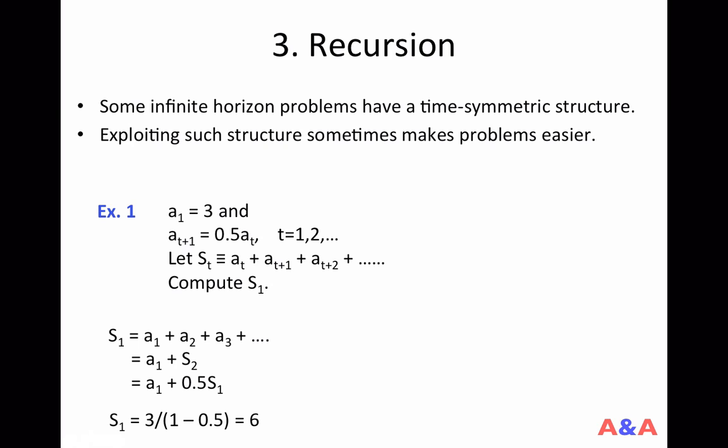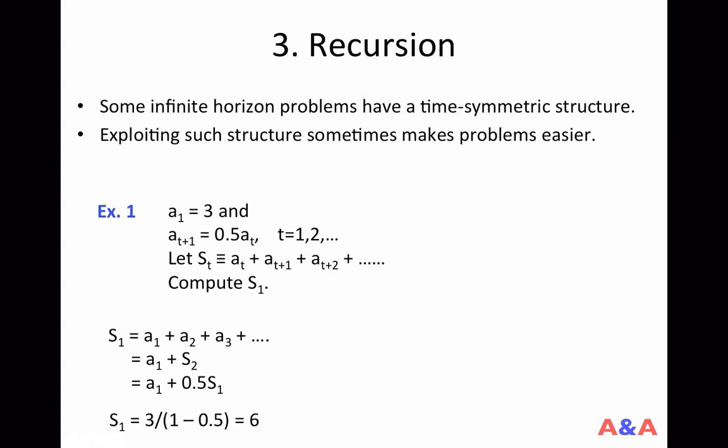Consider the following geometric sequence. The initial term is 3, and after that, each term is half as large as the previous term, so that a sub t plus 1 is equal to 0.5 times a sub t for all t. Denote by capital S sub t the infinite sum of this sequence starting with a sub t. So S sub t is equal to a sub t plus a sub t plus 1 plus a sub t plus 2 plus dot dot dot. Compute S1. That is the sum of this entire sequence.